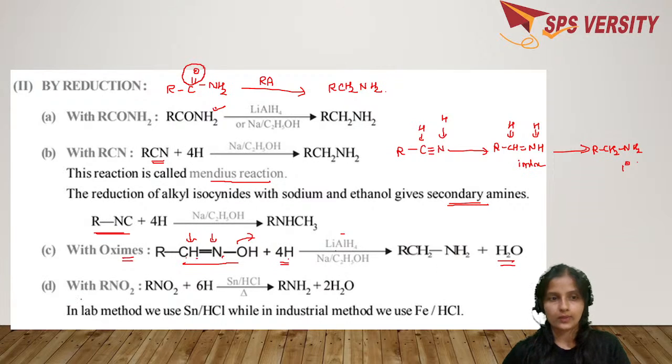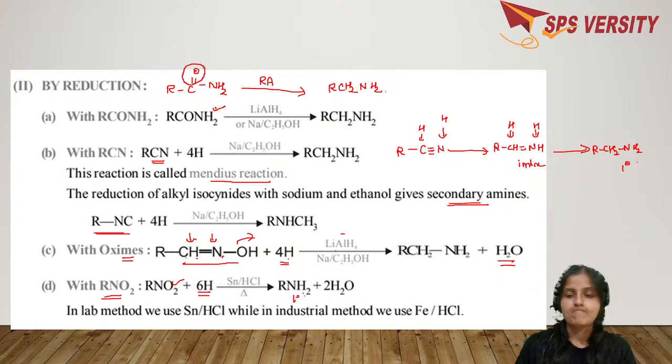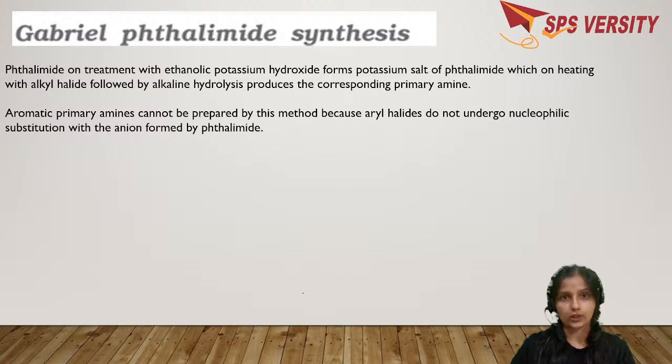If you take the nitro compounds and reduce them in the presence of tin over HCl, or you can even use iron over HCl, which replaces these oxygens by hydrogen, you are going to get the primary amines. These are how you do the reduction.